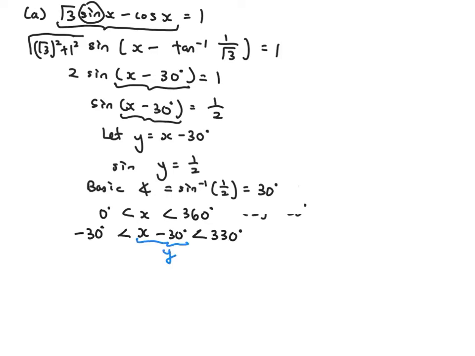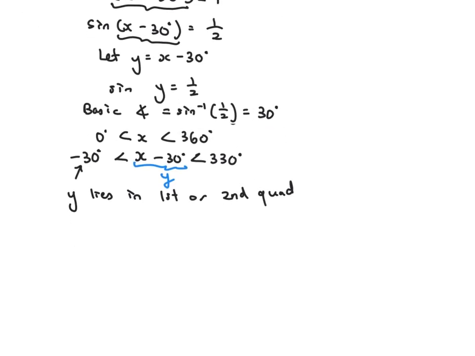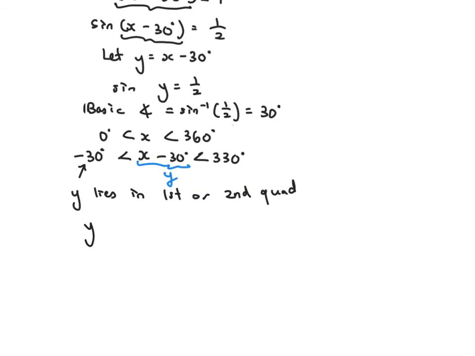Now since sine is positive, y lies in the first or second quadrant. So I'm not going to find solutions in the fourth quadrant. Then you will get y equals 30 in the first quadrant, and 150 in the second quadrant. After that, there will be no more solutions.